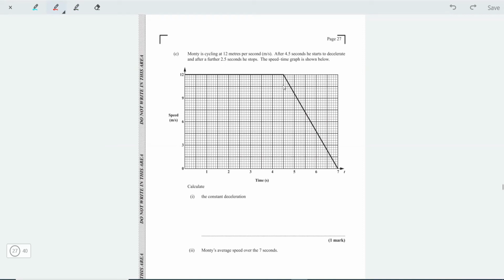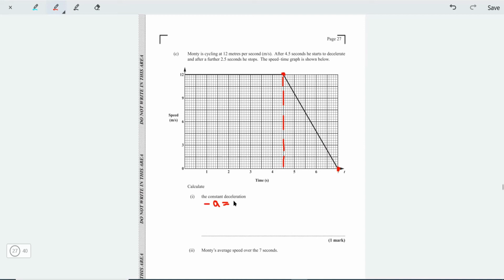So here is where the deceleration starts. He started to decelerate after 4.5 seconds. So the deceleration is just the gradient. To find the gradient, I'm going to call deceleration -a. It's really negative acceleration. So the deceleration is the speed from right here, y2 minus y1. Remember, it's y2 minus y1.